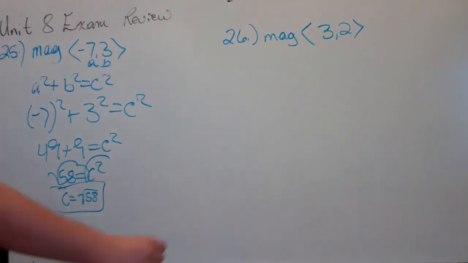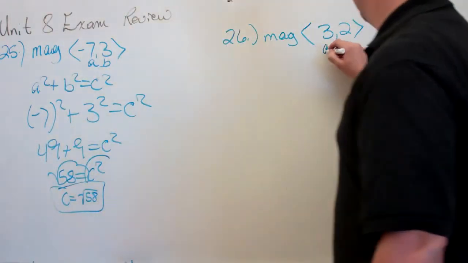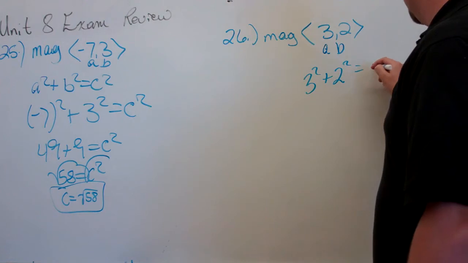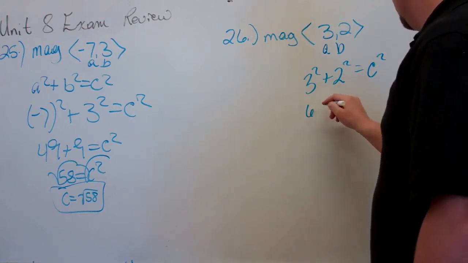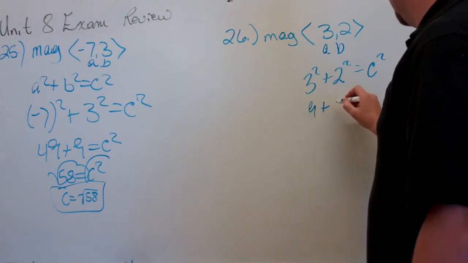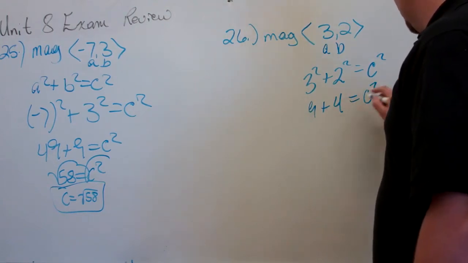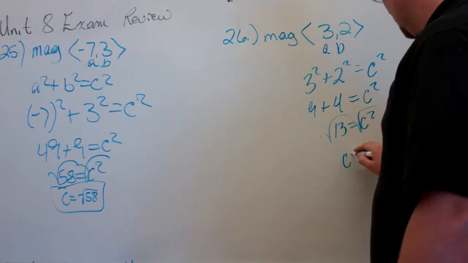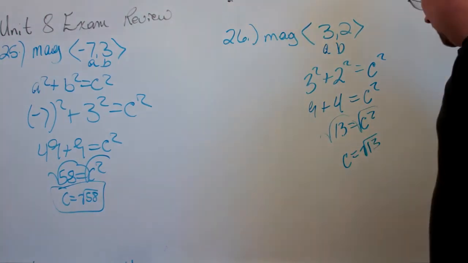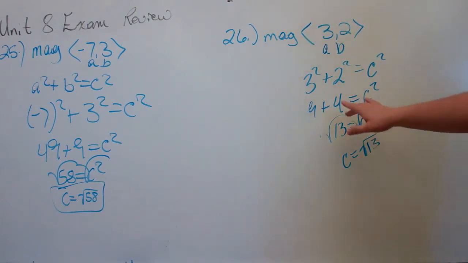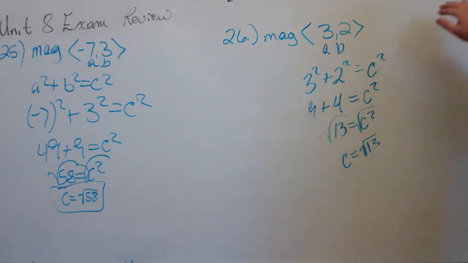Same thing over here. This is A, this is B. 3 squared plus 2 squared equals c squared. 9 plus 4 equals c squared. 13 equals c squared, take the square root. C equals the square root of 13. Alright, so that's your magnitudes. Just remember, these are A and B. Run it through the Pythagorean Theorem and find the hypotenuse.